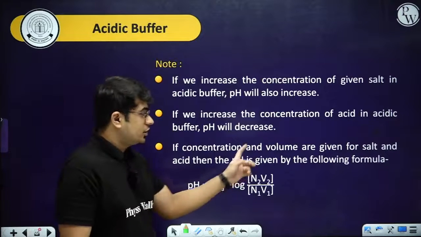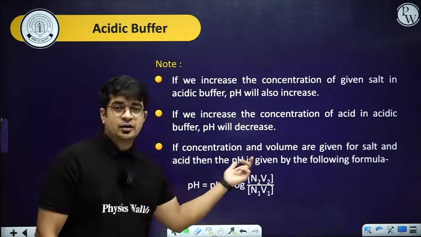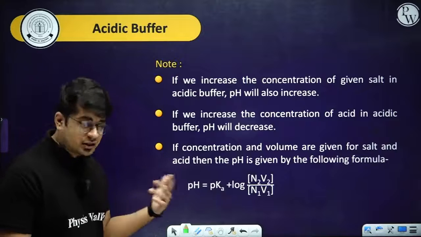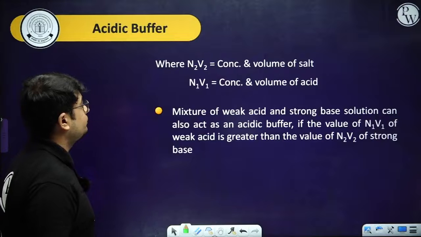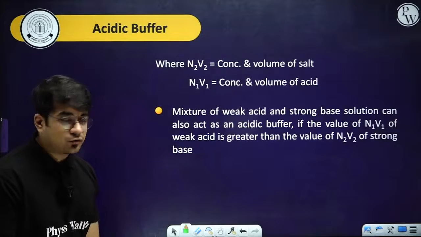If the concentration and volume of salt are given in terms of N1V1 and N2V2, then you can calculate by the simple formula. Instead of concentration, now you can use N2V2 upon N1V1. Okay, I hope this part is clear. N2V2 is the concentration volume of the salt, N1V1 is the concentration volume of acid.